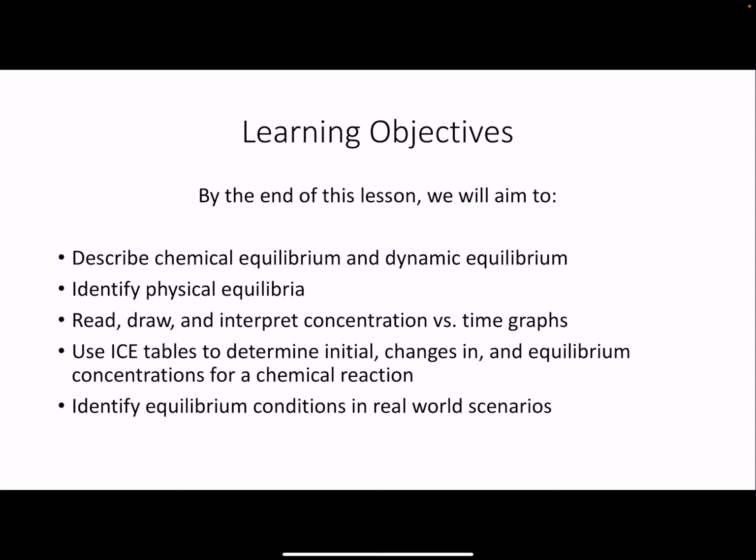By the end of this, we'd like to know what a chemical equilibrium is, identify different types of physical equilibria, which is just the plural form of equilibrium, read, draw, and interpret concentration versus time graphs. And then we'll use an ICE table to determine changes in concentrations mathematically, and then finally identify real-world scenarios where this actually occurs. And we'll do that throughout versus a specific slide.